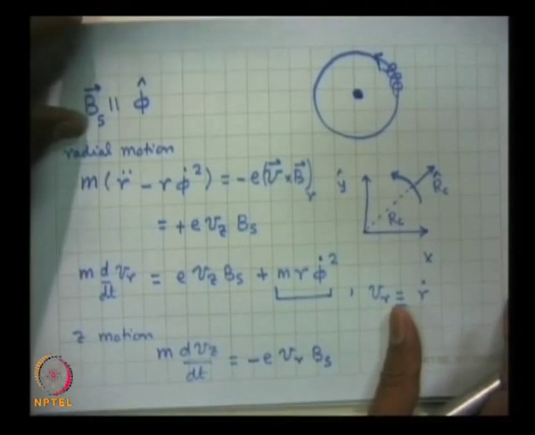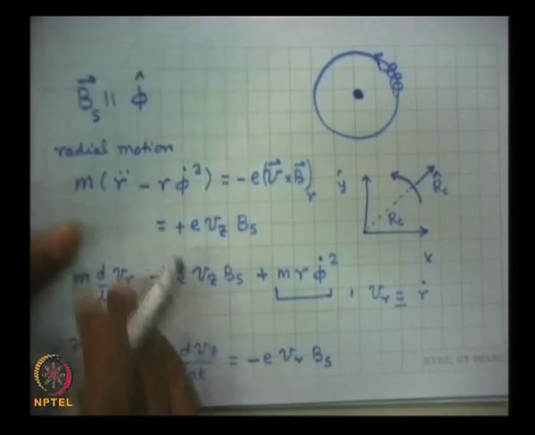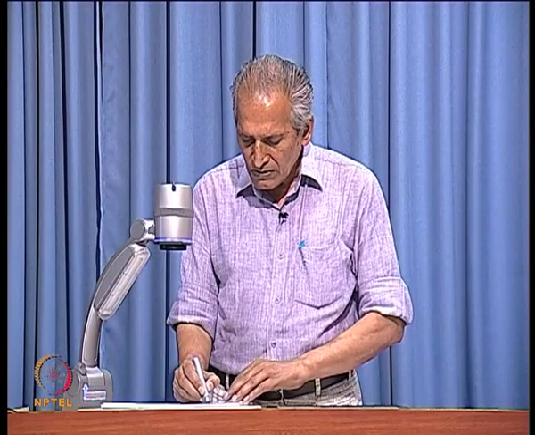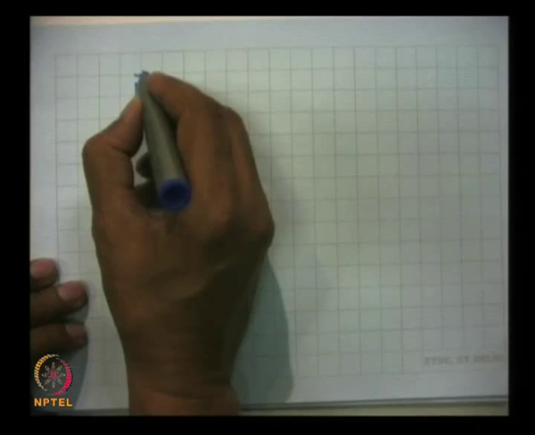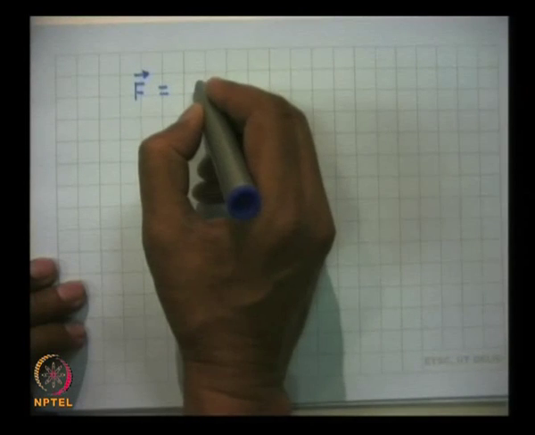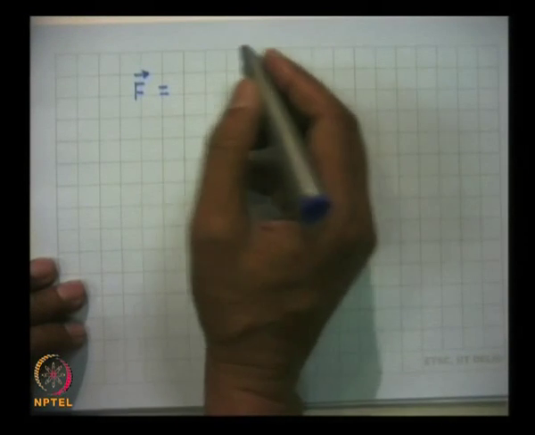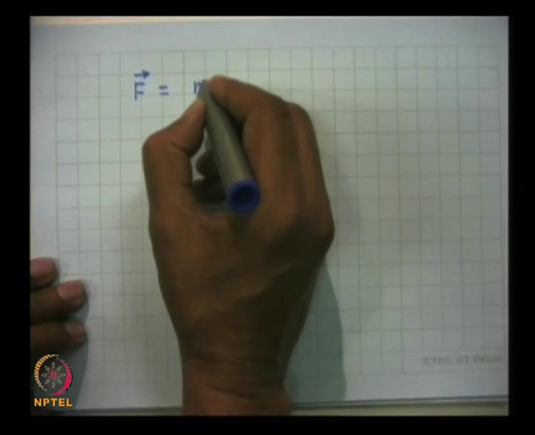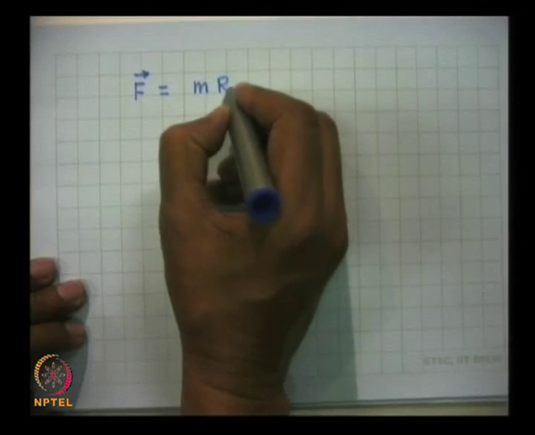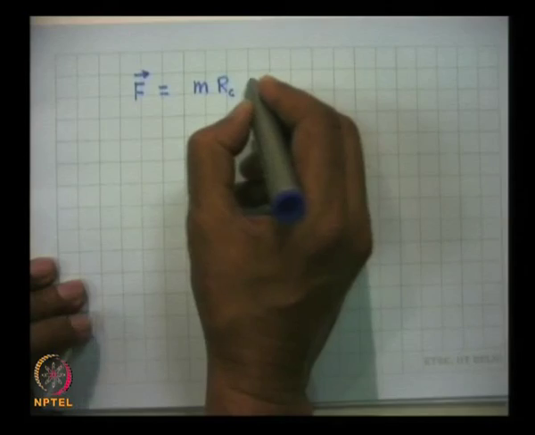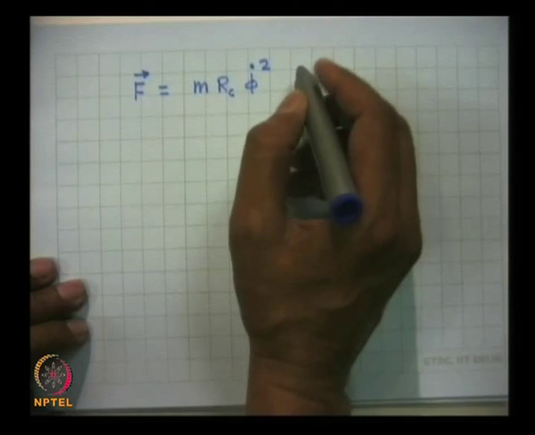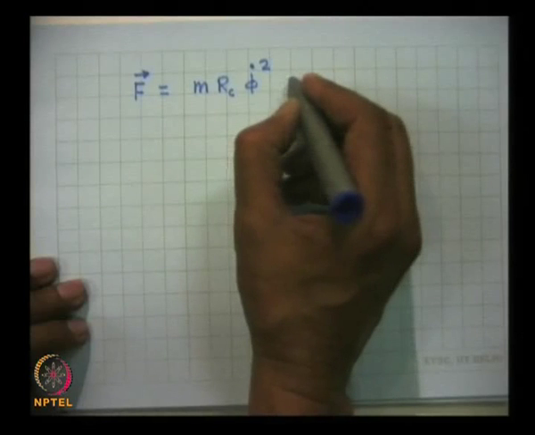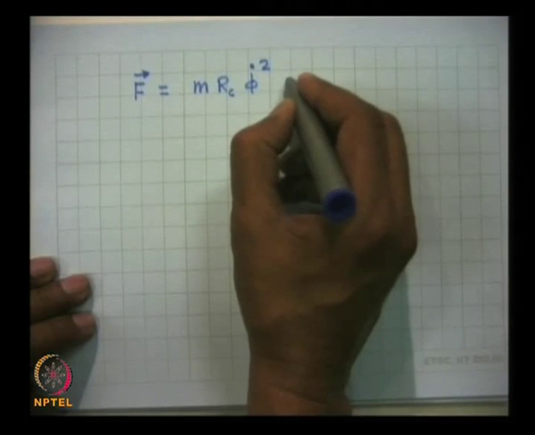So let me write down this force in vector form. Electrons experience a force F which is in the radial direction, the direction RC, M RC phi dot square, multiplied by RC cap.